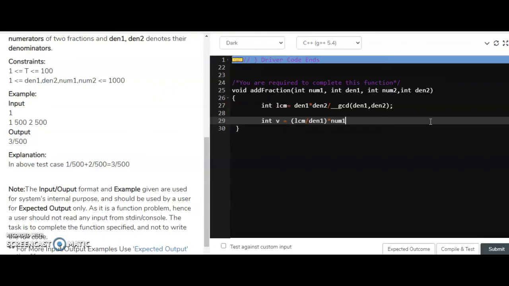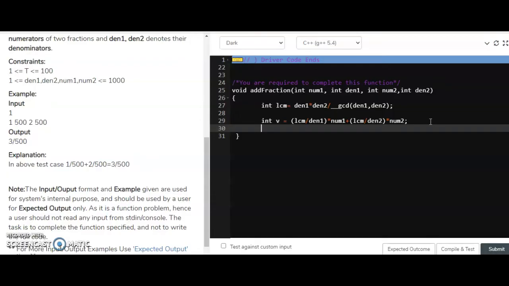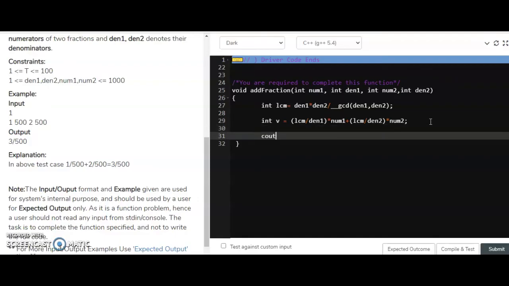Multiply this with number 1, and I will add to it the same thing: whatever this LCM is, I will divide it by the denominator 2 and multiply it with number 2. Whatever result comes, I will print v, the division symbol, and again the LCM part. And that's all, end of the line.